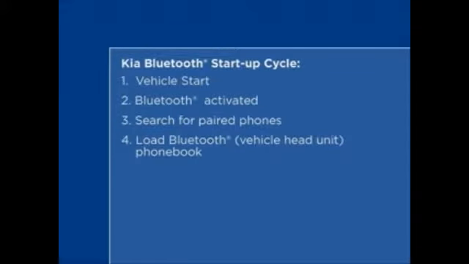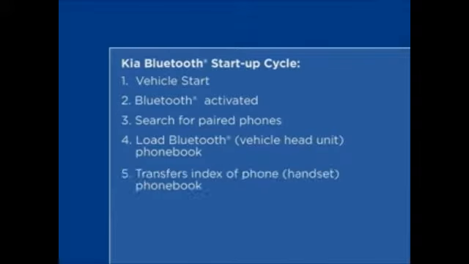When you turn the ignition, the Kia Bluetooth system activates and looks for paired phones that are in the vehicle to connect to, starting with the priority phone. Next, the Kia Bluetooth system loads the Phonebook contacts you have already entered into the vehicle and simultaneously transfers an index of the contacts in your phone handset to the vehicle. Both are now available. Note that the timing and duration of this step will vary by the particular phone.